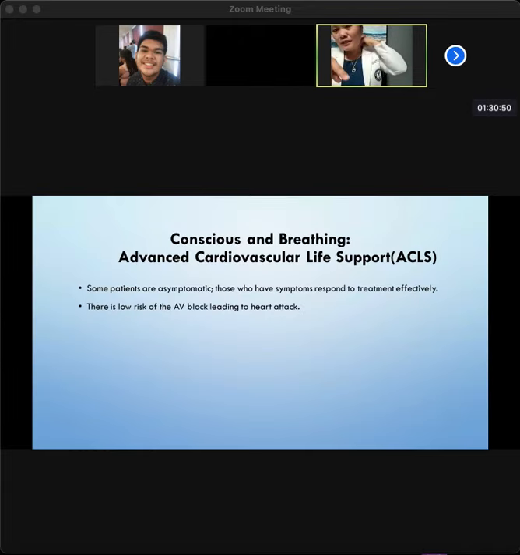So, some patients with type 1 second degree AV block are asymptomatic. And only those who are symptomatic respond to treatment effectively. So, kung asymptomatic, no treatment. Okay? Pero kung symptomatic and unstable, then give treatment. Okay? There is low risk of AV block leading to heart attack. Okay? Medyo safe ka pa dito ng konti.